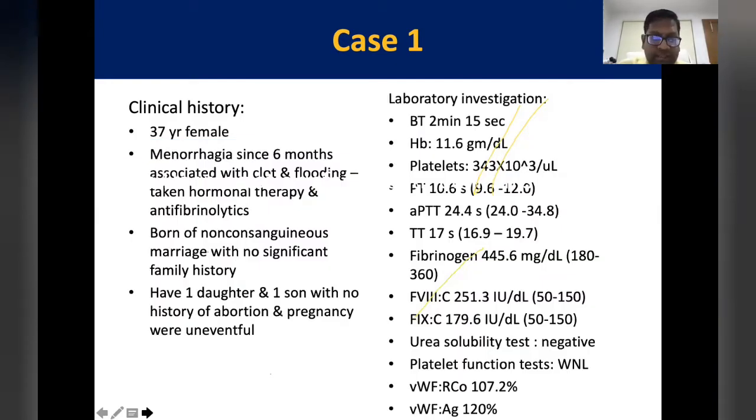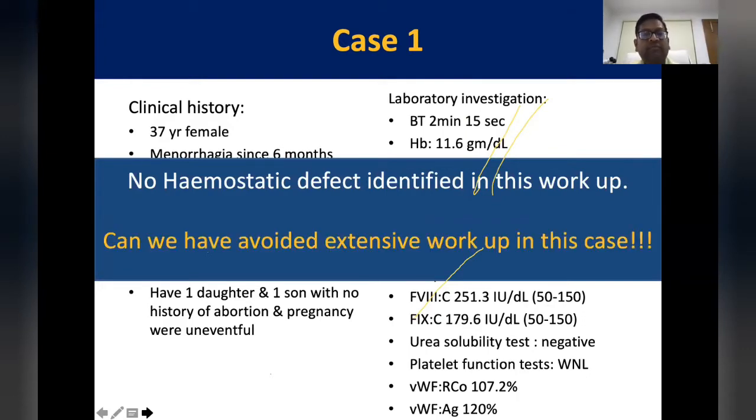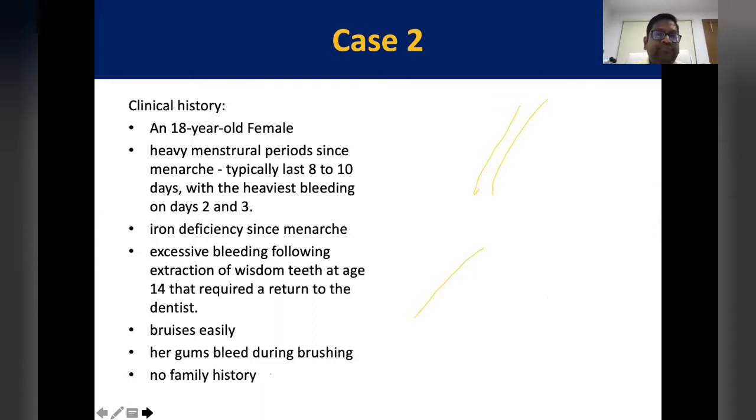So with this, what is the diagnosis? The diagnosis is there is no hemostatic defect identified in this workup. This case actually highlighted a bigger question: can we have avoided such an extensive workup in this case? So let's go to the second case.